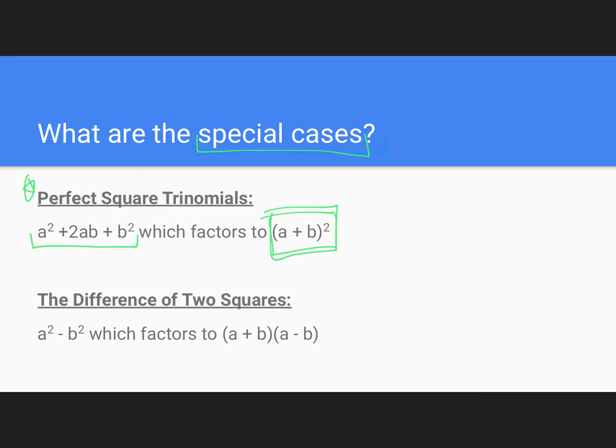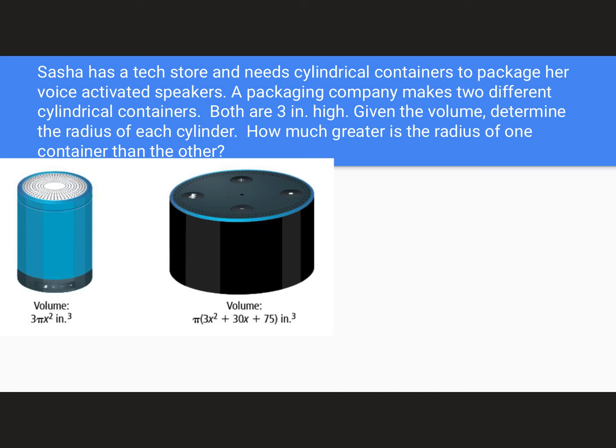And then you have the difference of two squares. Again, this is a plus b times a minus b, and it always gives us a squared minus b squared. Again, we looked at these on the patterns document that you guys did last week. So we're going to use that now.